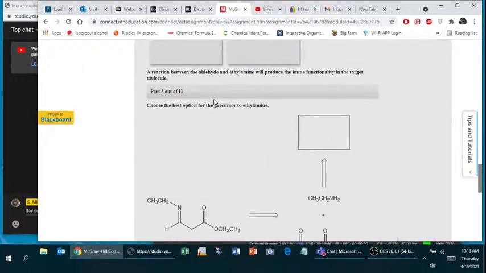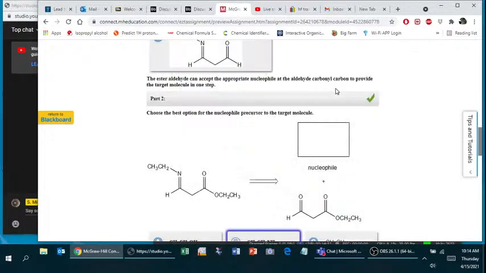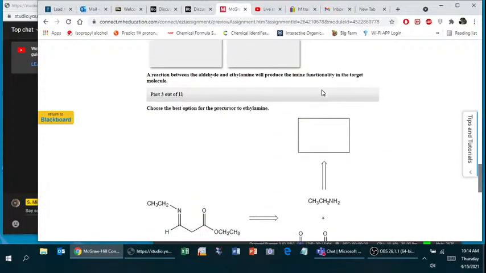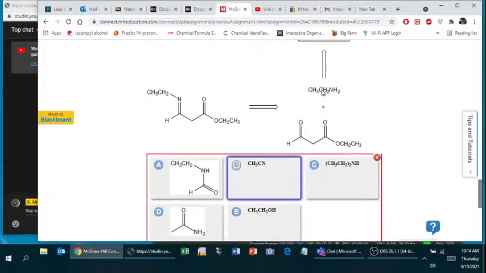There is more efficient way from the designated starting materials. Okay. So from the designated starting materials, I would say that it's probably C. Wait, did it say I was correct? Oh, sorry.